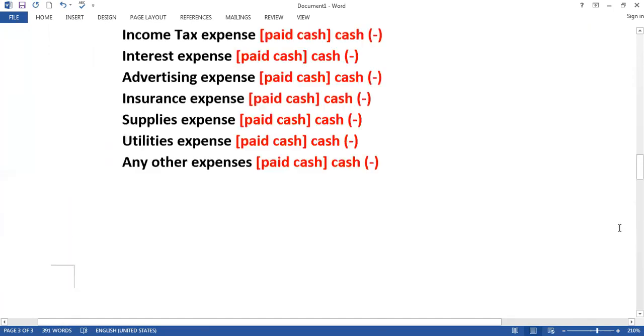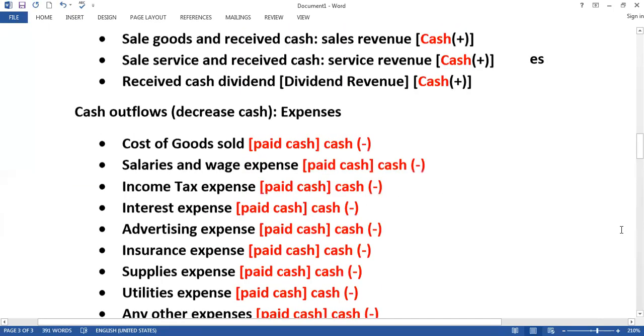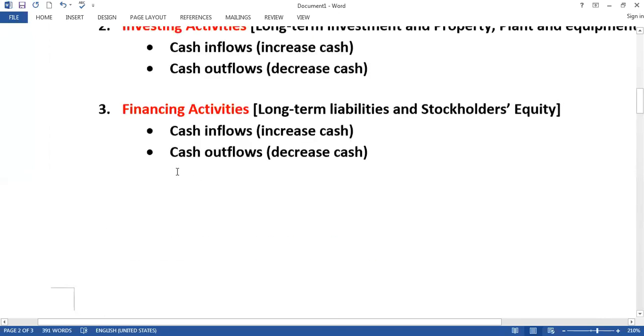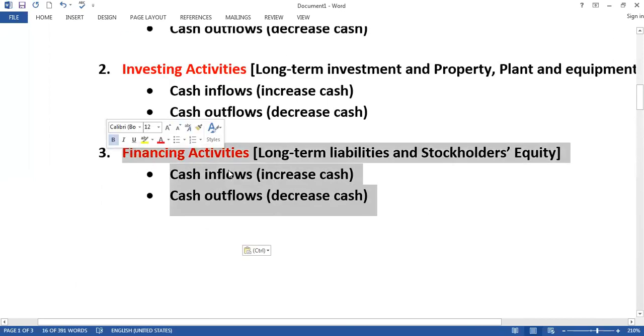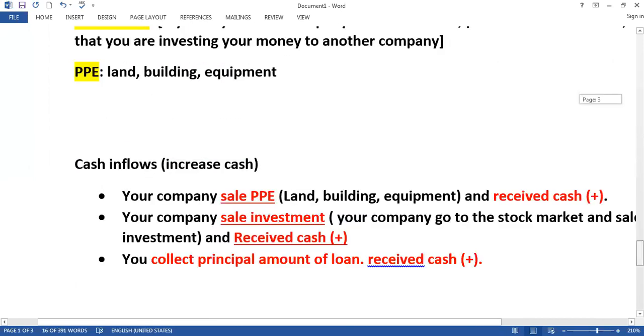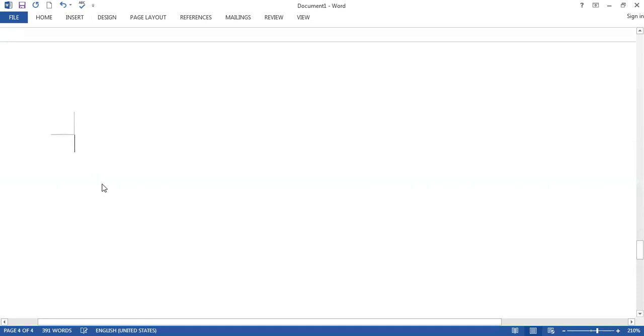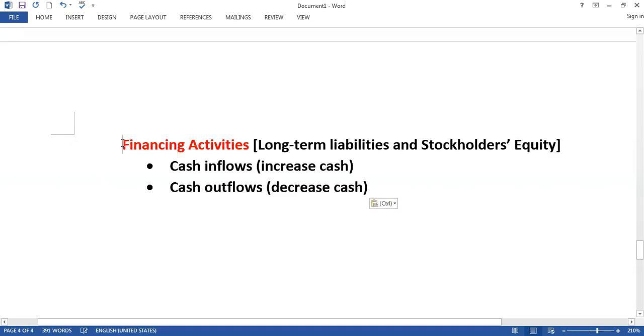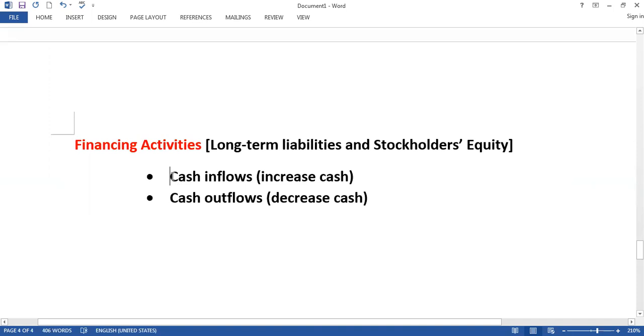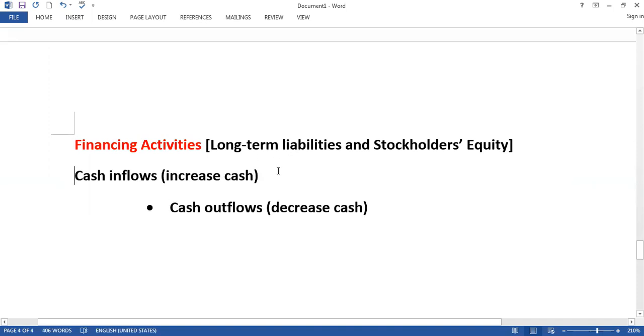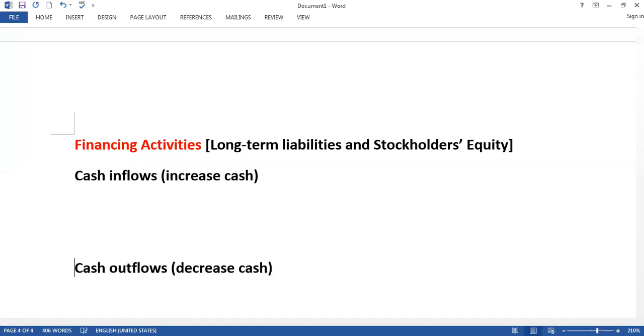So now let's move on to the last topic, financing activities. So financing activities deals with long-term liabilities and the stockholders' equity. So these are the two items under the financing activities.